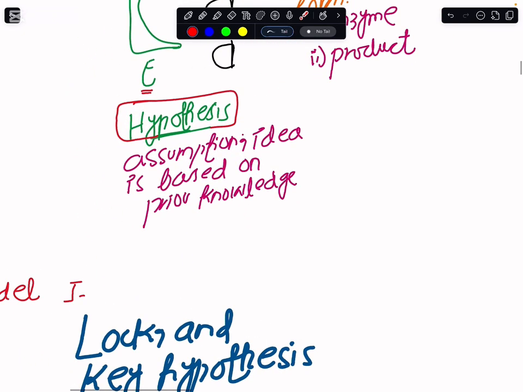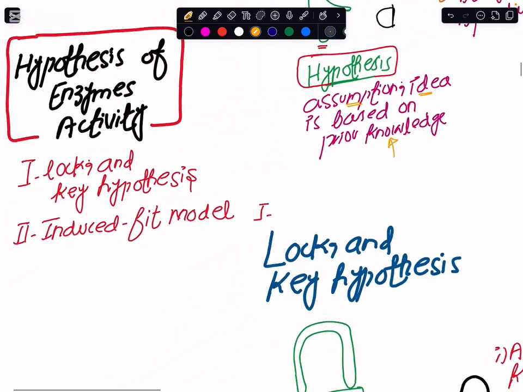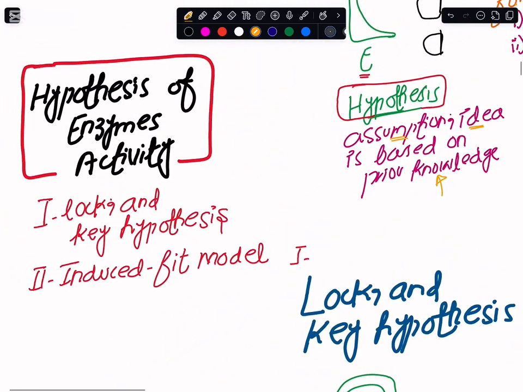Now, here comes the hypothesis that the scientists presented about how the enzymes work in our body. When we talk about the word hypothesis, we mean a simple assumption or idea which is based on our prior knowledge. Two hypotheses were presented by the scientists to justify how the enzymes in our body catalyze their respective substrate. One model was termed the lock and key hypothesis, and the second model was termed the induced fit model.